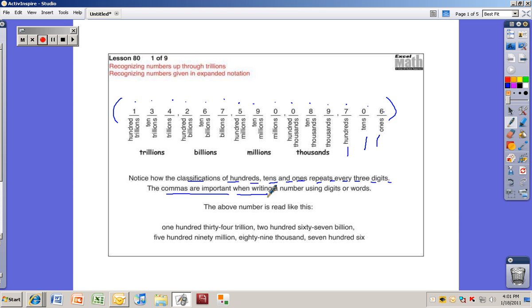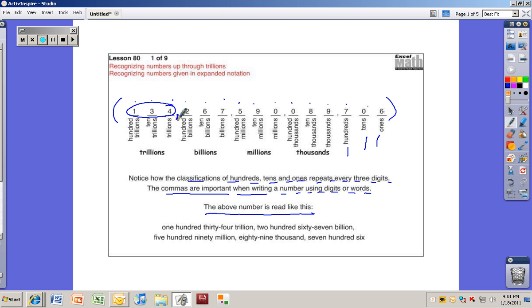The commas are important when writing a number using digits or words. You put commas in the words as well. The above number is read like this. And the way you read big numbers is real simple. You're simply going to read 3 digits at a time, or whatever numbers come before the comma, and read it as if it was just a 3-digit number sitting all by itself.